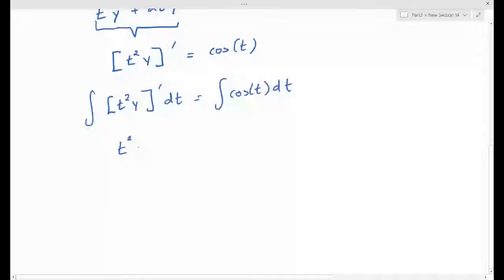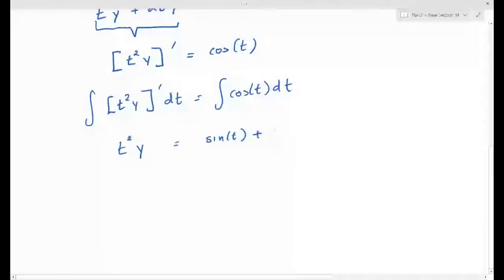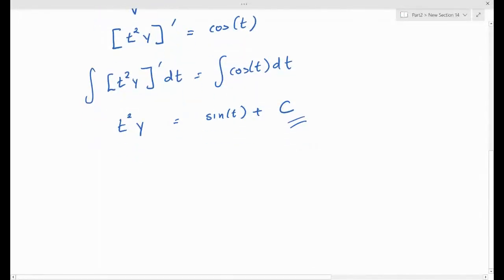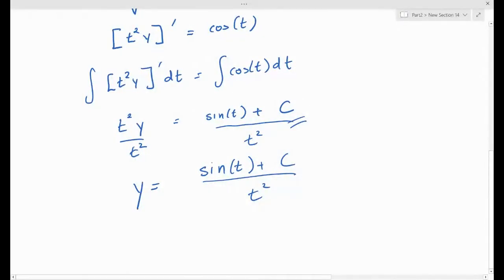So we don't have to do anything really on the left-hand side because the antiderivative undoes the derivative. On the right-hand side, it's an easy enough integral. And don't forget that constant of integration. And now we can divide by the integrating factor t squared on both sides to get an explicit solution for y as a function of t. So that's a general solution.